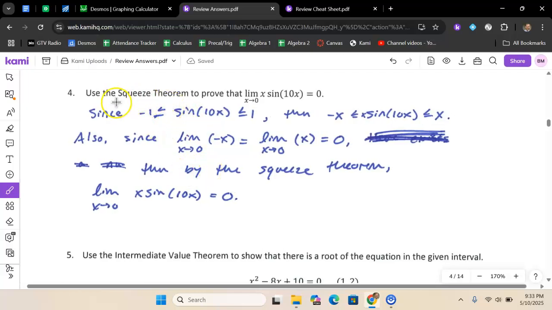There's basically 3 of them. 2 of them are in this unit. The squeeze theorem and the intermediate value theorem. There is also the mean value theorem.